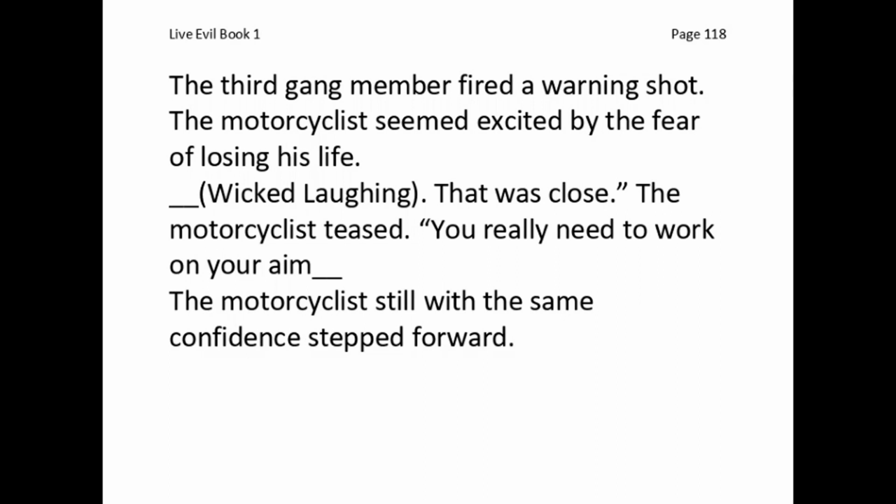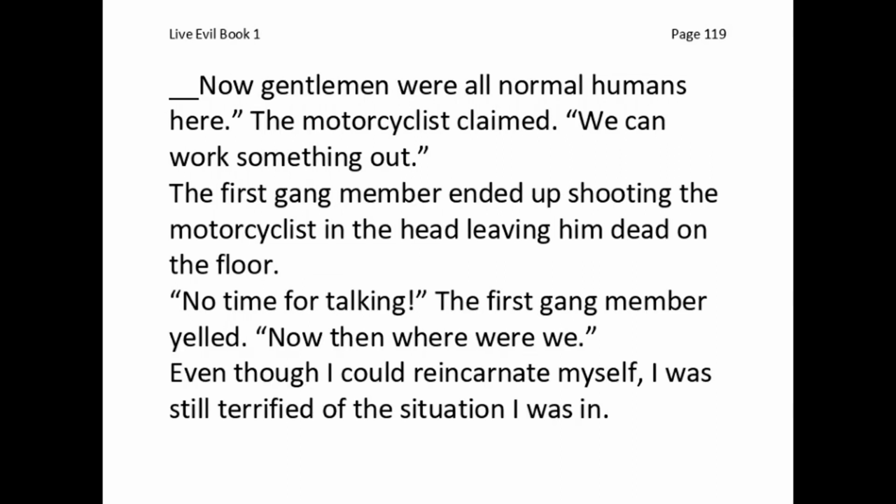The motorcyclist, still with the same confidence, stepped forward. "Now, gentlemen, we're all normal humans here," the motorcyclist claimed. "We can work something out." The first gang member ended up shooting the motorcyclist in the head, leaving him dead on the floor. "No time for talking," the first gang member yelled. "Now then, where were we?"